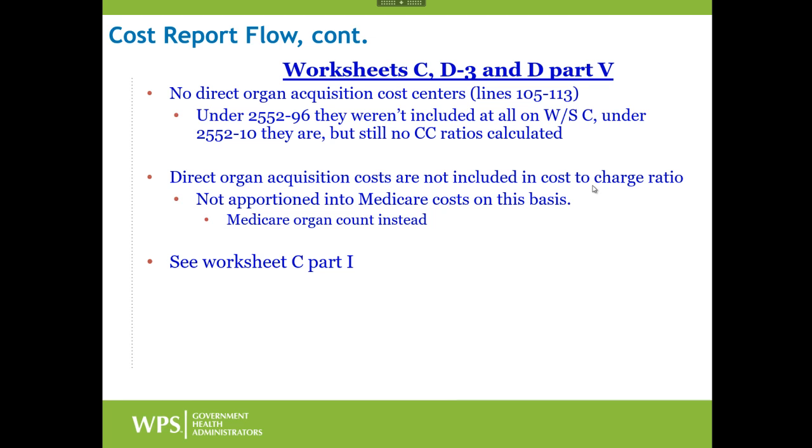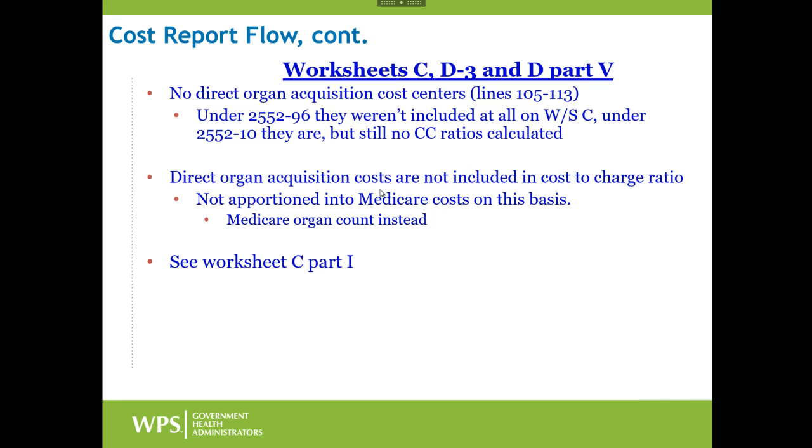The entire purpose for a cost to charge ratio is to say, for example, for this particular cost center, costs make up 25% of all their charges on the total basis. And then you use that cost to charge ratio and you go to your worksheets D-3 and D Part 5 for normal services, not organ acquisition related, and you multiply that cost to charge ratio by just the Medicare only charges to basically get at Medicare only cost. Again, that's just for non-organ acquisition or non-pass-through costs. Well, non-organ acquisition, let me stick with that.